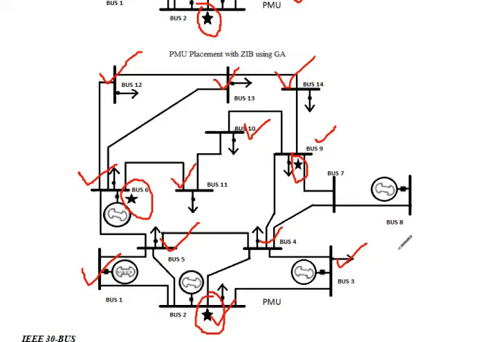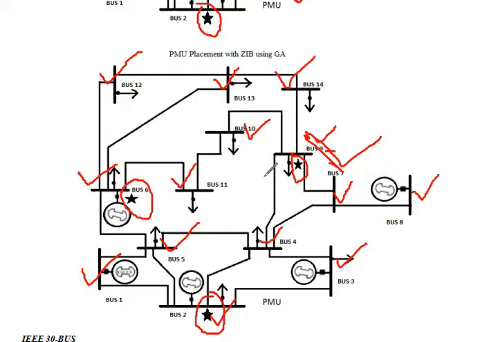As we have already defined, in case we consider the zero injection bus, if all the incident buses connected to a zero injection bus are observable, then this bus can also be made observable by using the KCL. So applying the KCL, this bus can be made observable. Then applying the KVL and KCL, this terminal bus can also be made observable. So the phasor measurements of this bus and this bus are also obtained.